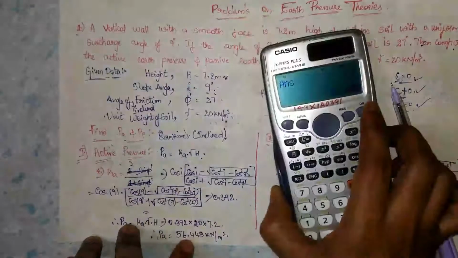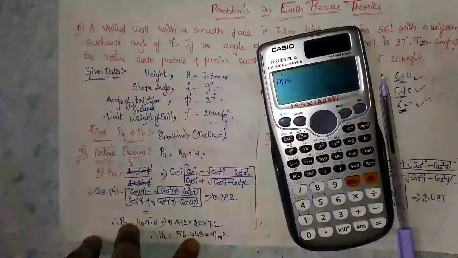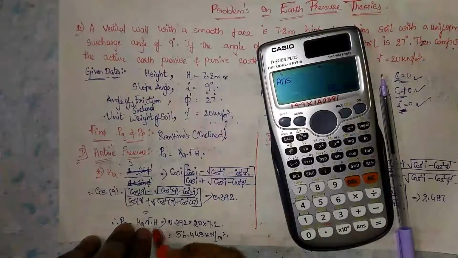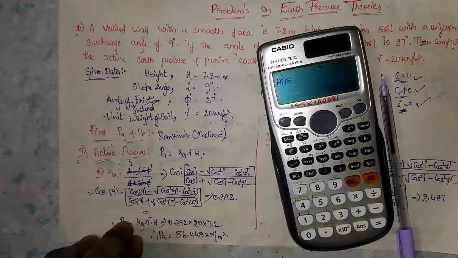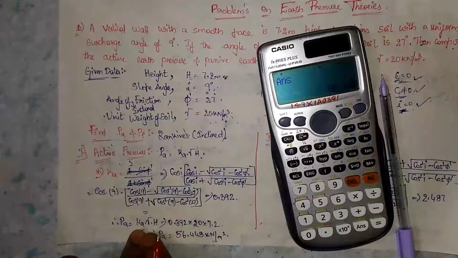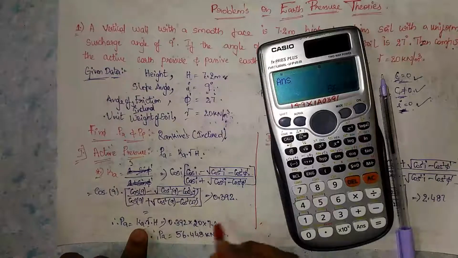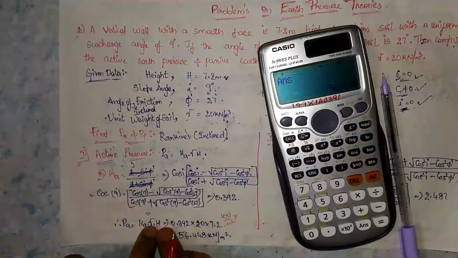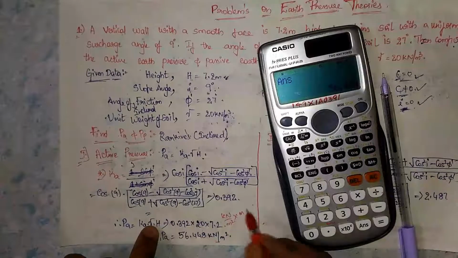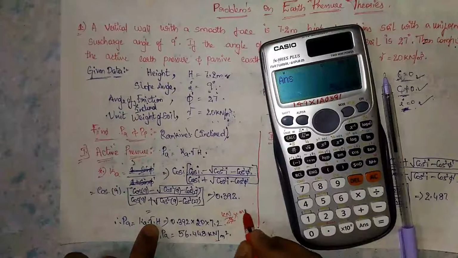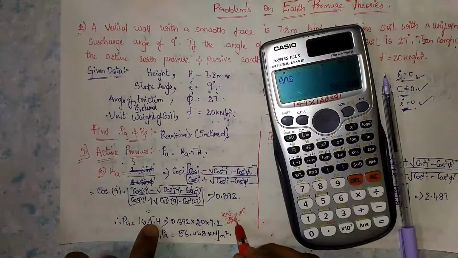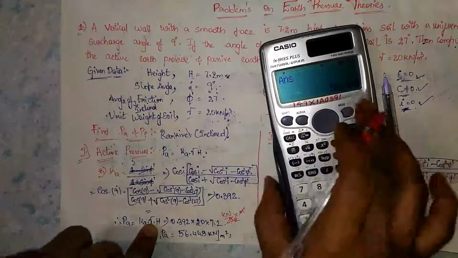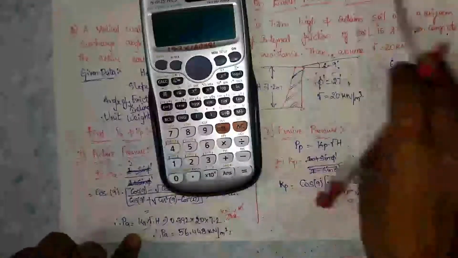So 56.448. How is this kilonewton per meter square? For the Ka value, this is a coefficient, so it does not have any units. Unit weight is kilonewton per meter cube, multiplied by the height, which is meter. So here the meters cancel, and in total we get kilonewton per meter square.